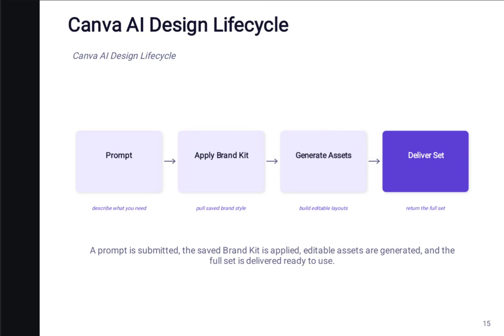Canva AI design lifecycle. Describe what you need: prompt. Pull saved brand style: apply brand kit. Build editable layouts: generate assets. Return the full set: deliver set. A prompt is submitted. The saved brand kit is applied. Editable assets are generated and the full set is delivered ready to use.